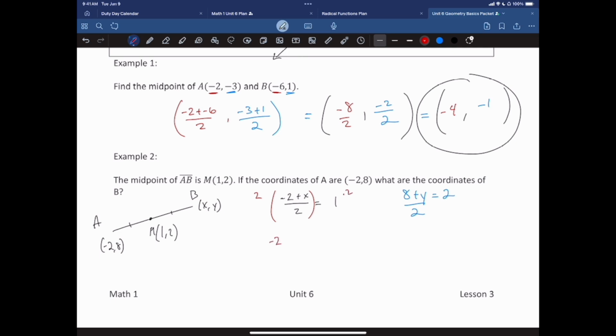So we get negative 2 plus X equals 2. We want to get X by itself, so we have to get rid of that negative 2. So you have to add 2 to both sides. So you get X equals 2. So in my point for B, we're going to get 2 comma.